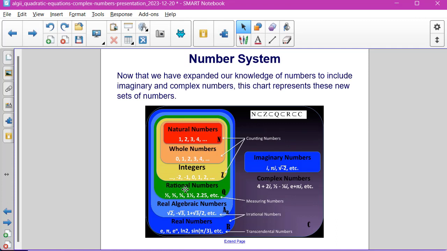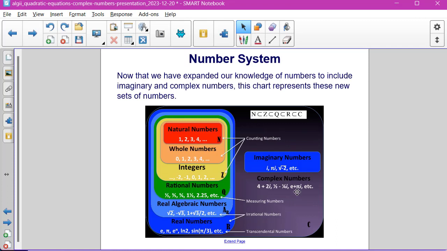We then have rational numbers, which consist of integers and any fractions or decimals that result in fractions. We then have real algebraic numbers, which include our square roots and expressions that include square roots in them. And then we have real numbers in general that also includes our transcendental numbers, such as e, pi, and so on.